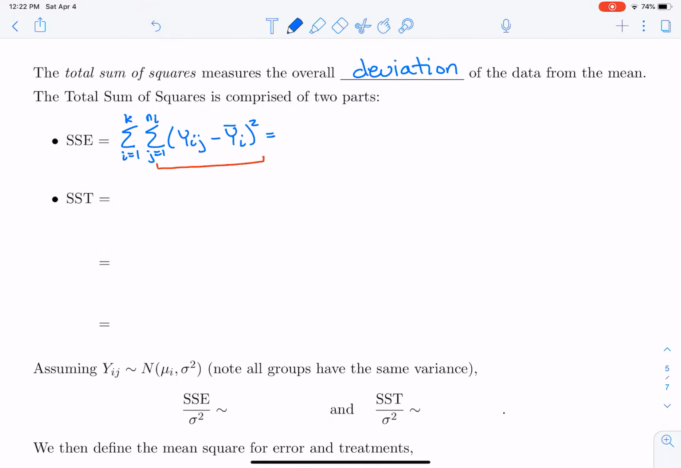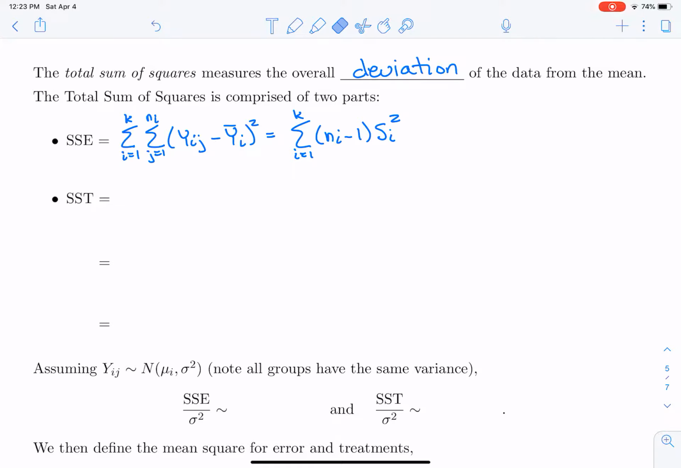So in fact, we can sum over the groups. And if we had divided what's outlined in red there by n minus 1, then that actually would be the variance. So what's there is actually n minus 1 times the variance for each group. And so that's another way that we can write the sum of the squares of the error. So you can see it's a linear combination of the variances.